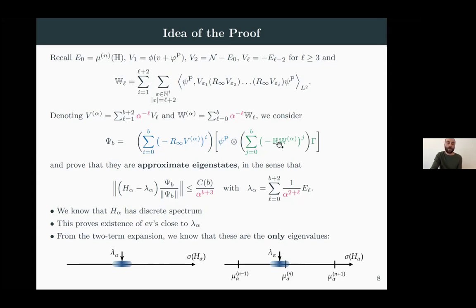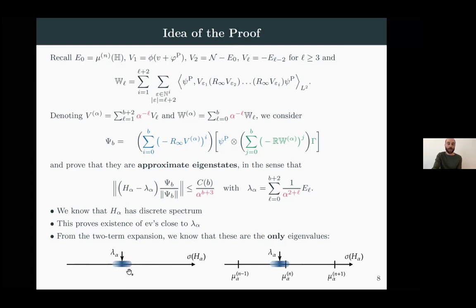And the main point of this construction is that these states solve an approximate eigenvalue equation of the following form. So here we have the operator H alpha, and here we have the desired series approximation of our eigenvalue, and then we have a remainder estimate that is of lower order. And since we know that the spectrum of H alpha is discrete, this type of inequality immediately implies the existence of an eigenvalue that has to be close to the eigenvalue lambda. So this is illustrated in this picture below here.